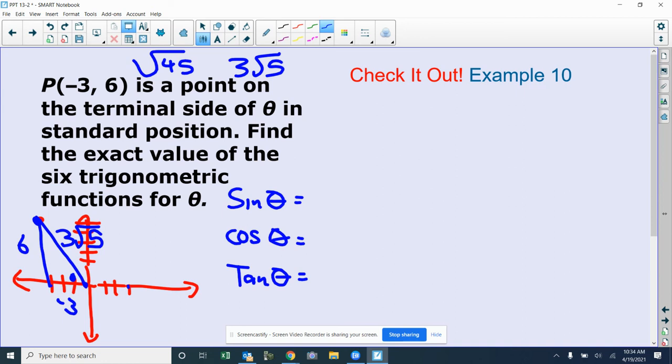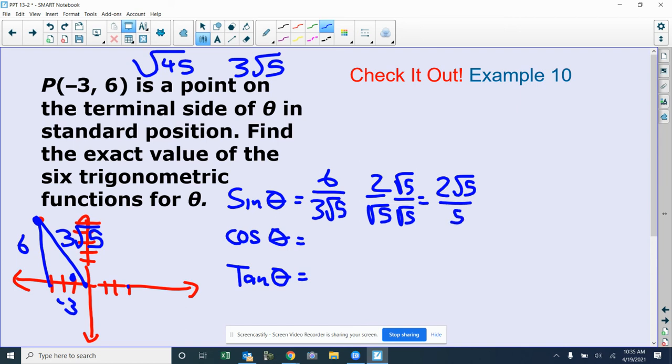Sine is your y value, which is 6 over 3 radical 5. 6 over 3 is what? 2 over the square root of 5. Need to rationalize. So my full credit answer looks like that: 2 square roots of 5 over 5.